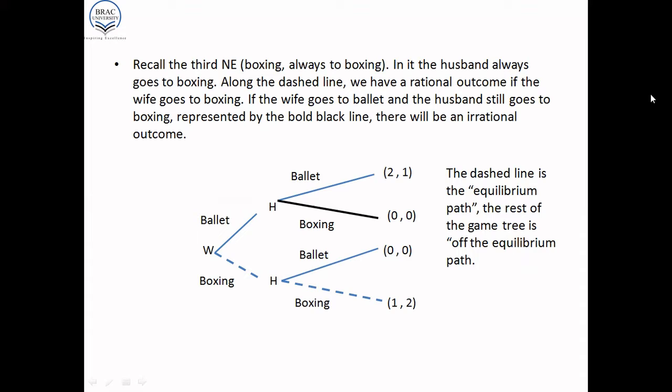But remember, the husband's strategy is to always go to boxing. So the husband will also go to boxing even if the wife goes to the ballet. But if he does that, then he will end up with a payoff of 0. That would be an irrational outcome. So the dashed line, which ends up in the rational outcome, is called the equilibrium path. And everything else, the rest of the game tree, is off the equilibrium path.